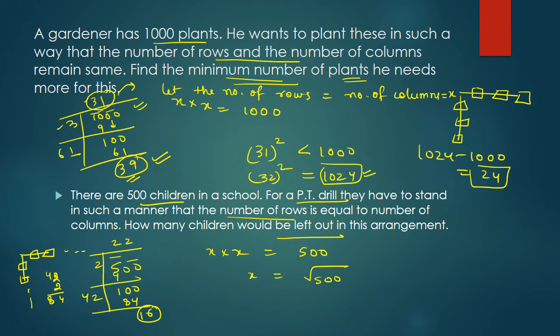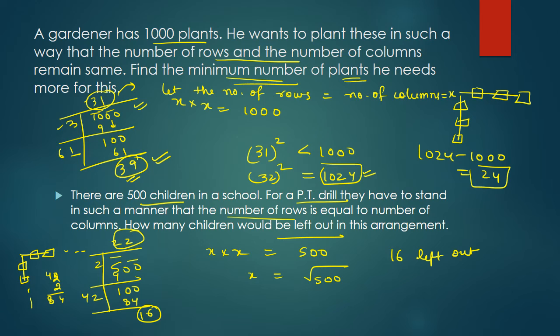So these 16 are just destroying the arrangement, right? These 16 are extra. Otherwise it would have been 22 square complete, 484. But these 16 are left out with this arrangement. Okay? This is how you can do these questions of addition and subtraction. The question may be asked directly, what should be added, what should be subtracted, or in this form. You have to be ready for both types.